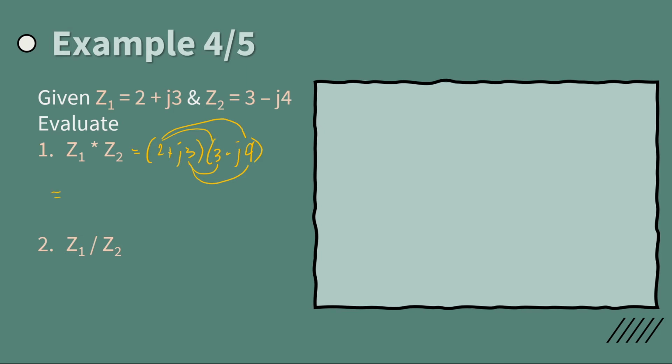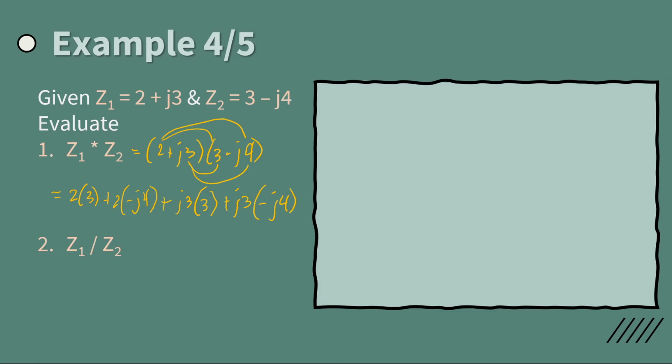So we have 2 times 3 plus 2 times negative j4. Be careful with the negative sign. Then you have plus j3 times 3, and then plus j3 times negative j4. So you just combine the real parts and then separate the imaginary parts.